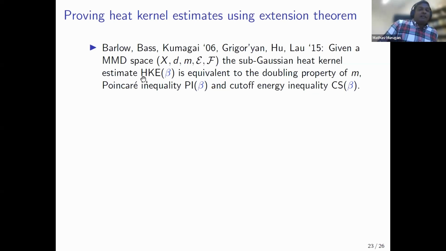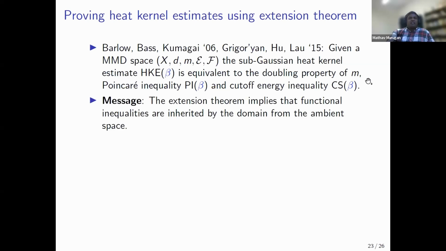So one can show, due to Barlow, Bass, Kumagai, and also Grigor'yan, Hu, and Lau, that verifying these heat kernel estimates is equivalent to verifying the Poincaré inequality, the cutoff Sobolev inequality, and the doubling property of this measure. So instead of showing that the heat kernel bound is inherited by the reflected diffusion, one needs to show that the doubling property, the Poincaré inequality, and the cutoff energy inequality are inherited by the reflected diffusion. And that's really our approach. And the doubling property is already known to be inherited by some earlier results.